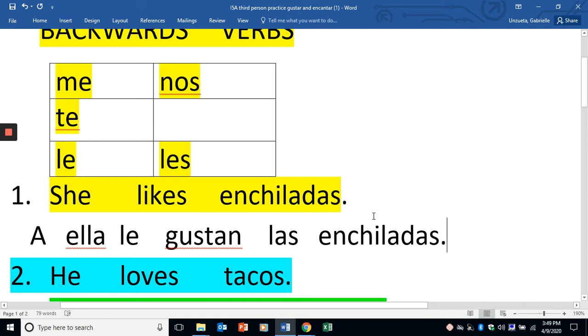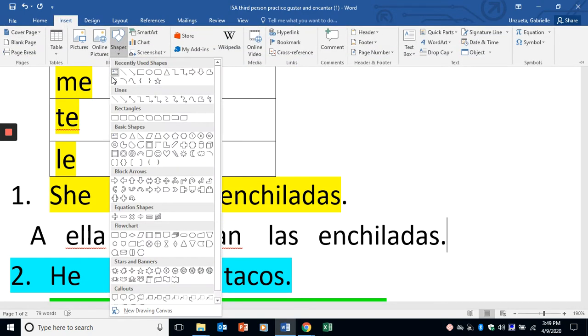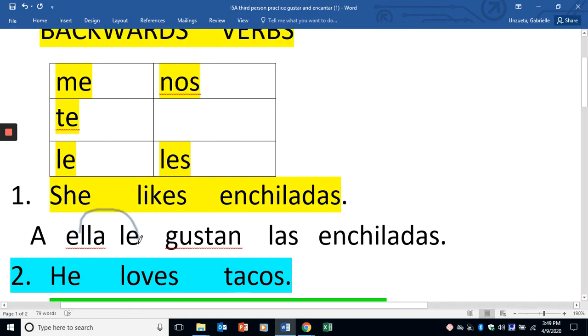And so the enchiladas are the subject. Those non-living enchiladas are the subject. She is just the indirect object. So this le matches she. So I'm going to grab my little thing so I can show you that the le matches up with she. That's what determines that. Then I'm going to grab it again and show you that this n is matching up with this plural s, which of course matches up with this plural s.